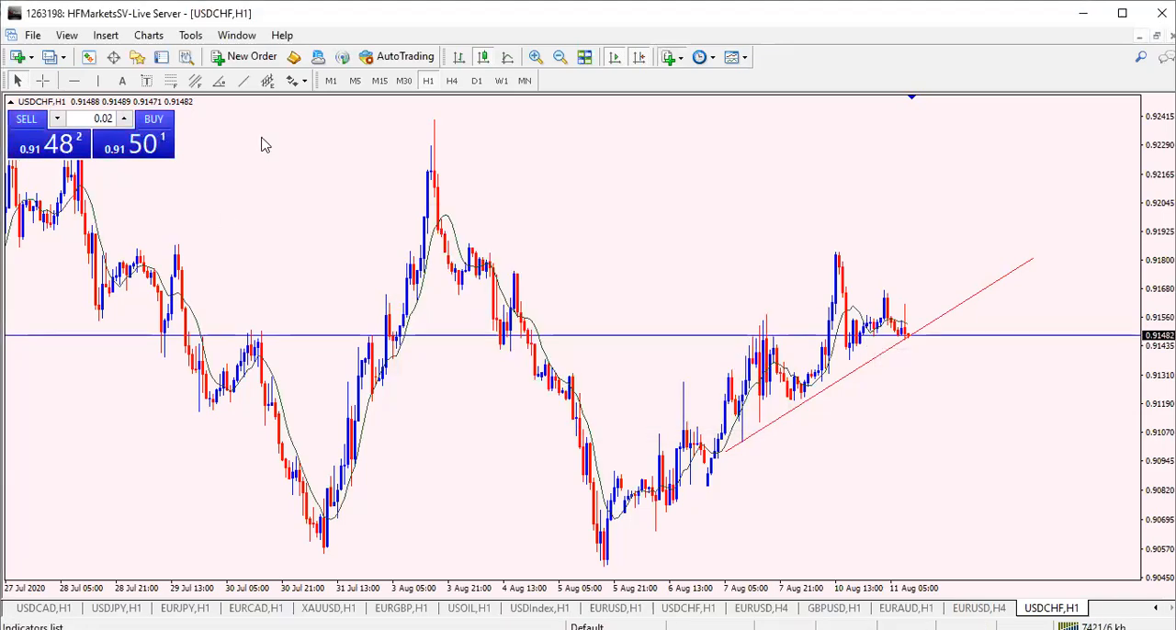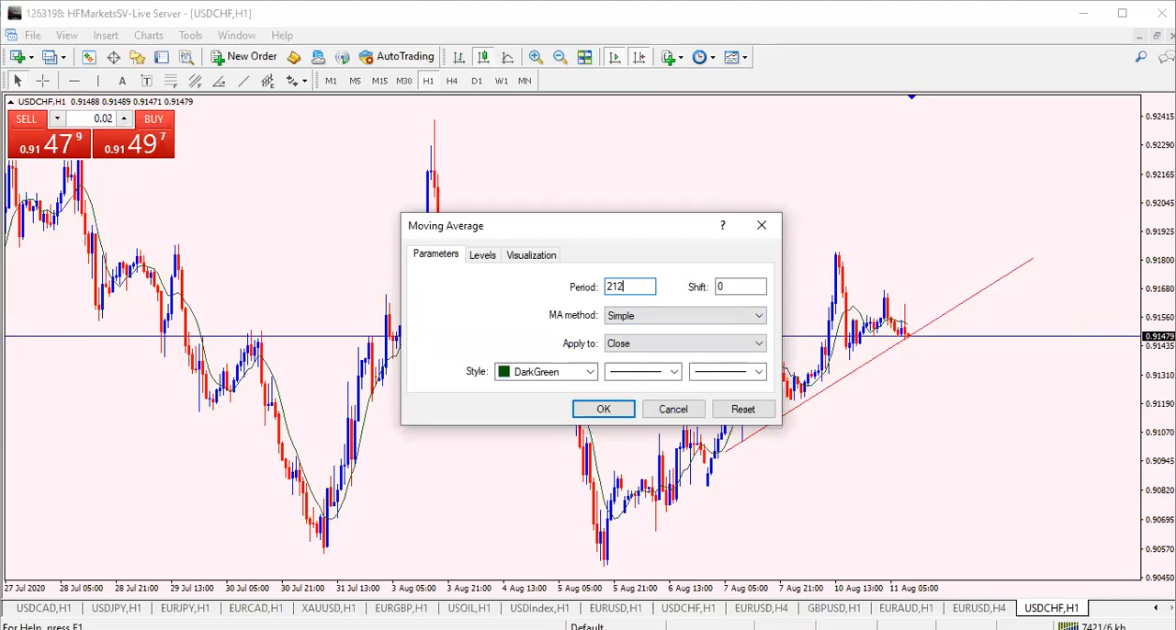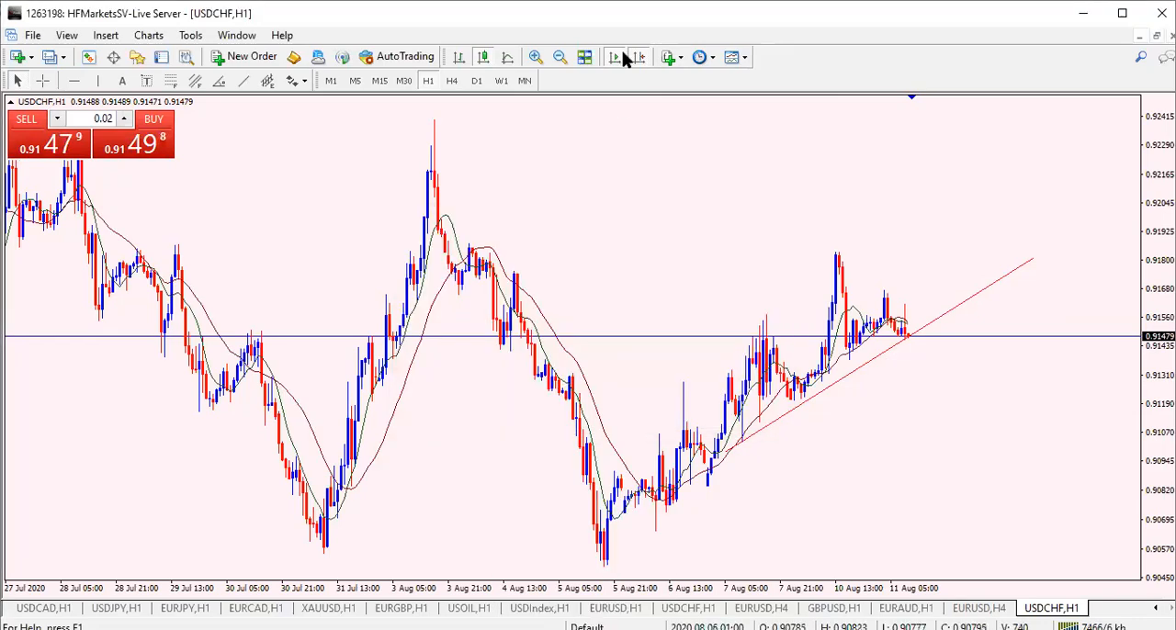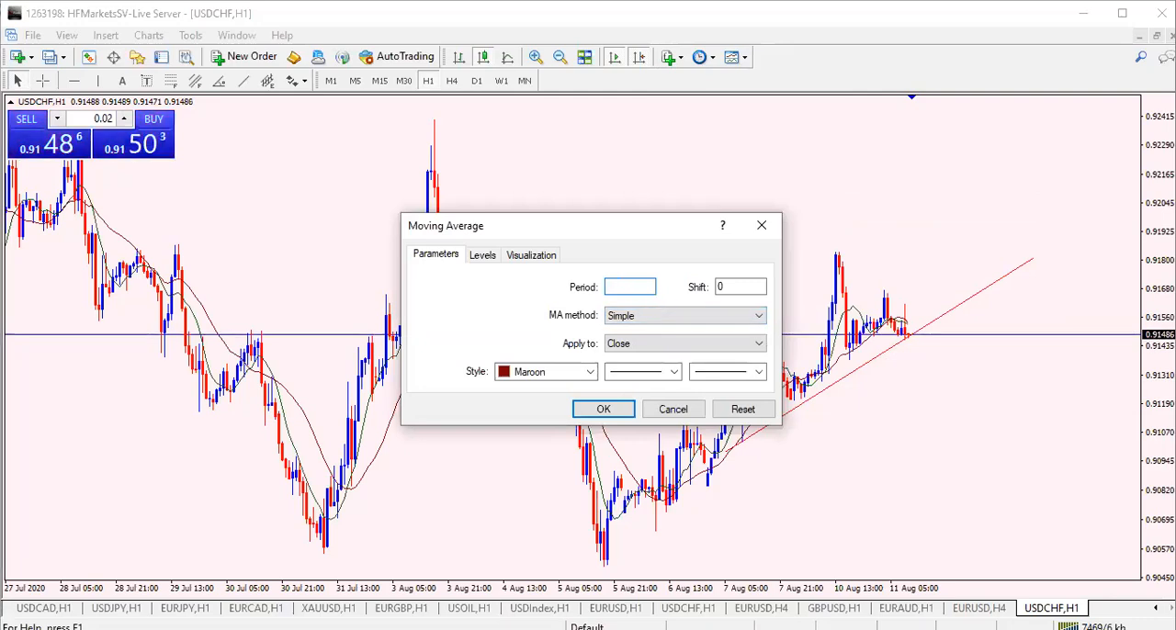You come to this indicator again, you come to your trend, you see moving average, click on it, then you change this 8 to 21. Still it's going to be simple. You can change the color so you can identify it properly. Then you come to the same indicator, come to trend, come to moving average, then you change this one to 55. This time you're going to use exponential, so you convert this one to exponential. You can use a different color to identify it properly.